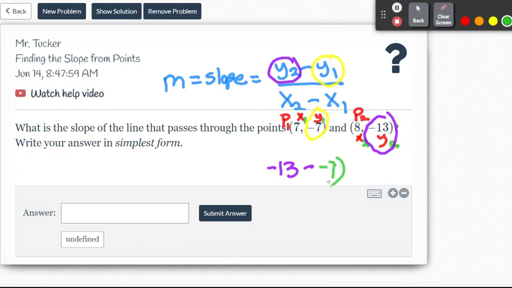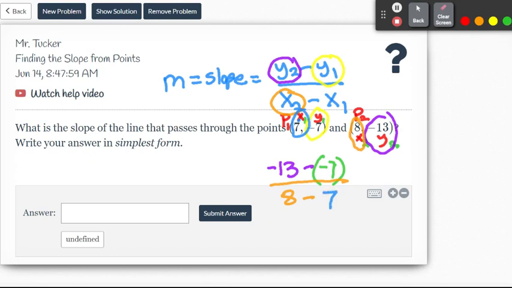Now I'm going to go ahead and put parentheses around the -7 because it's a minus a negative, because I'm going to take care of that in a second. And then we've got x2 is 8 and x1. So I put that down there. So it's 8 minus x1, which is the 7.